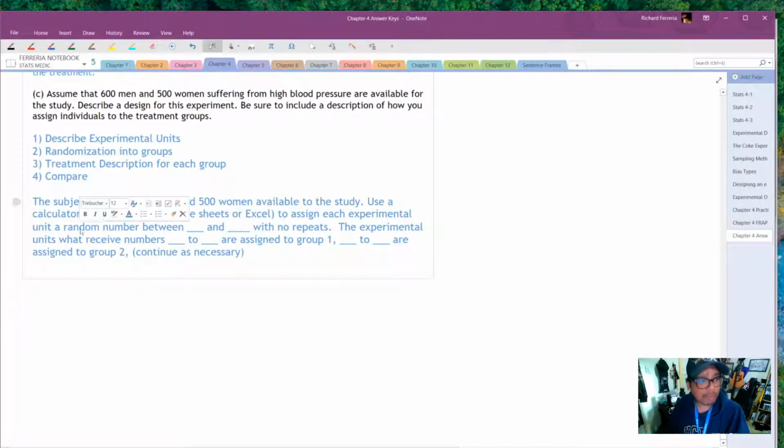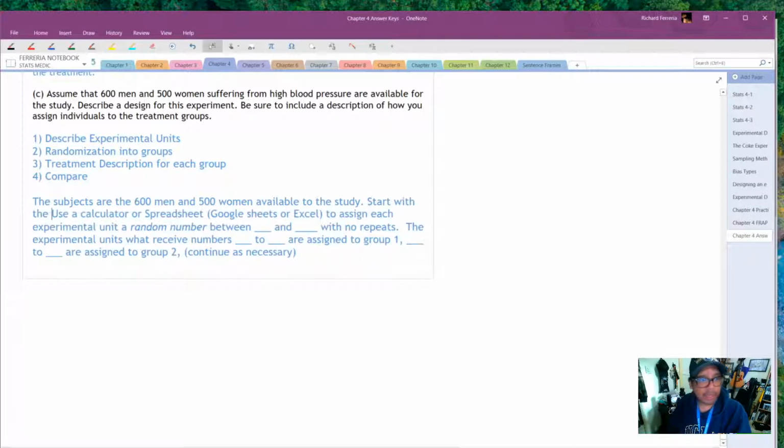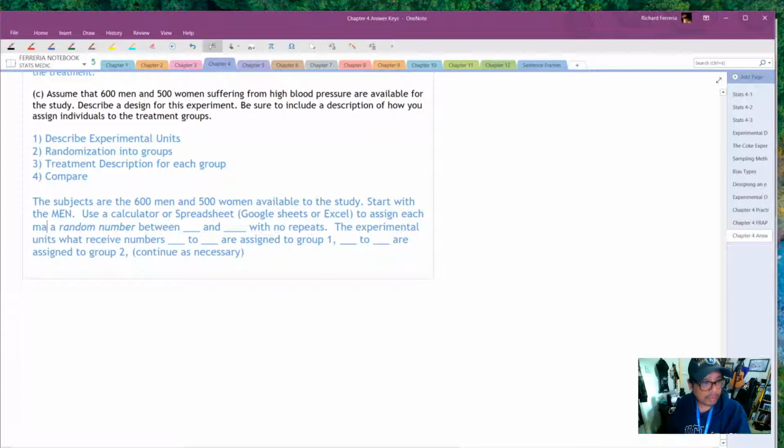a random number. Now, remember, this is different because we're not making a sample. We're designing an experiment. I forgot, we need to start with the men. Start with the men. Okay. Use a calculator to assign each experimental unit, they're men, each man, a random number. There are 600 men, so we're going to give them a number between 1 and 600, with no repeats.